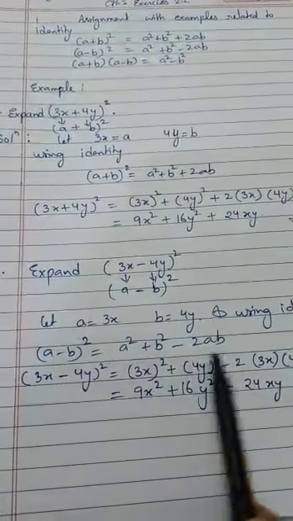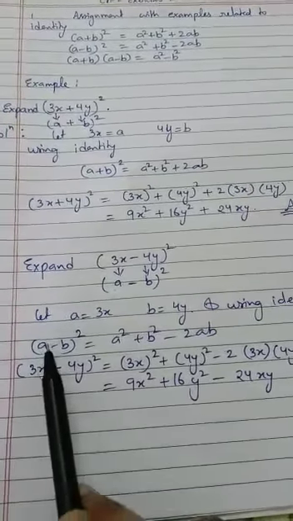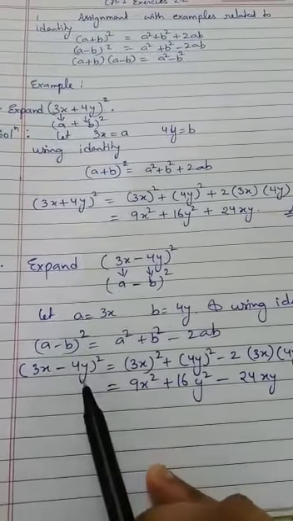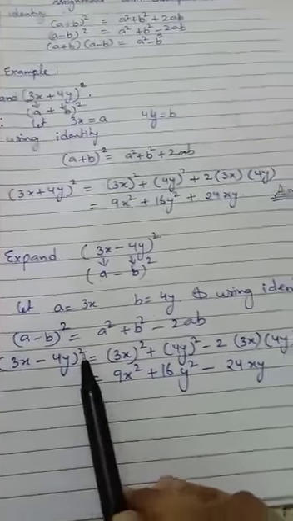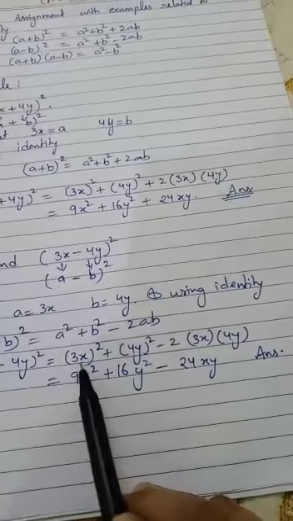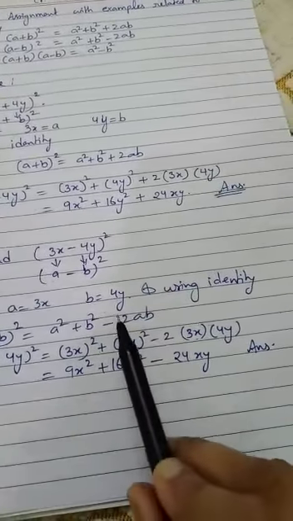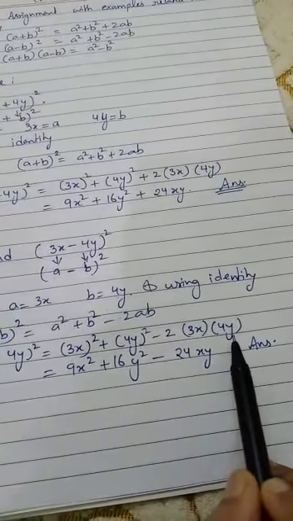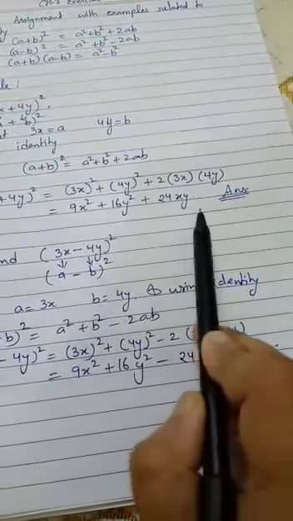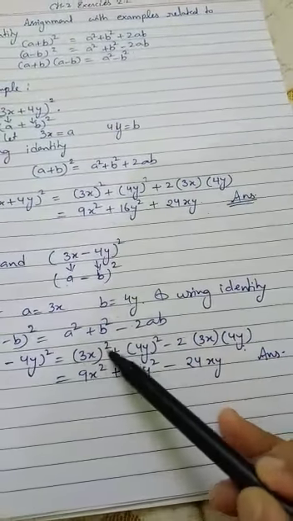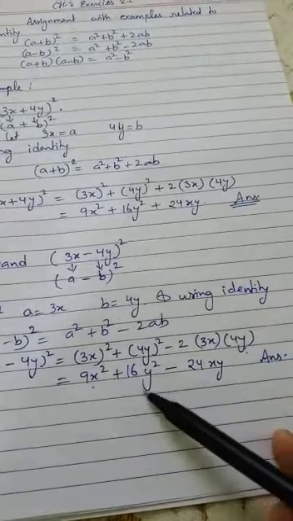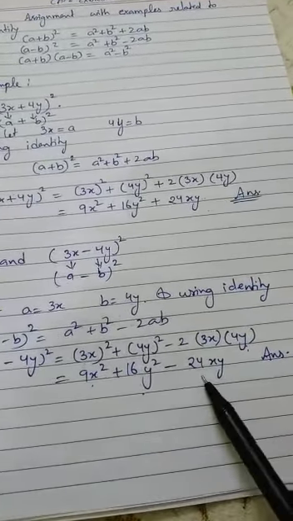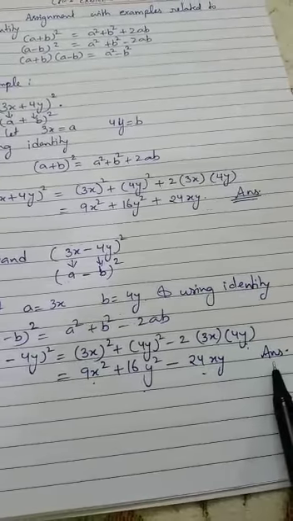So write the identity again. Put the values, like in place of a put 3x, in place of b put 4y. Left hand side will become (3x minus 4y) whole square. Right hand side will become (3x) square plus (4y) whole square minus 2 times 3x into 4y. Again, as in the previous example, I have shown (3x) whole square will become 9x square. As here, (4y) square will become 16y square, and it will become 24xy. And this is the answer.